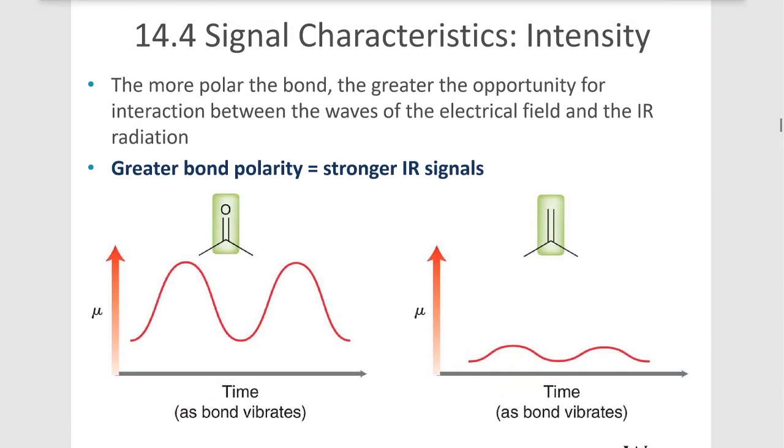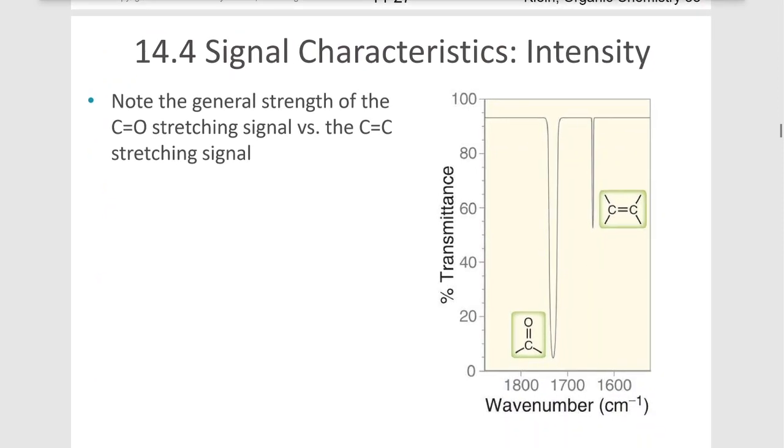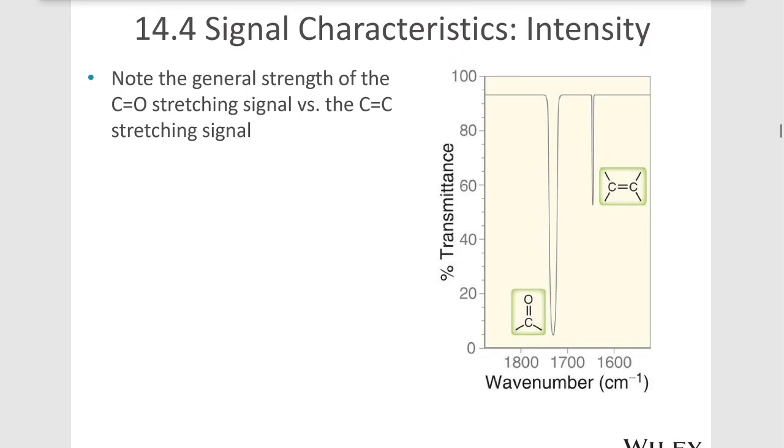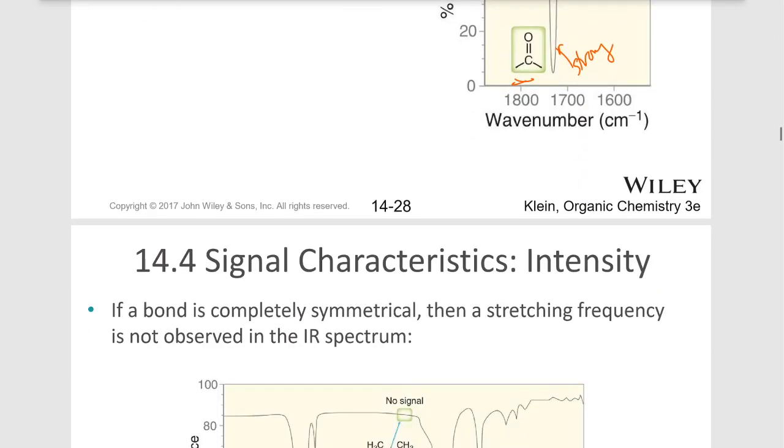So a carbon-oxygen bond is going to have a stronger change in dipole when it absorbs than, say, a carbon-carbon double bond. That's going to absorb less strongly because of the difference in dipole. There's not as large a difference between a carbon-carbon bond versus a carbon-carbon double bond as there is with a carbon-oxygen double bond. So here we have a strong signal for the carbonyl and a weak signal for the carbon-carbon double bond.